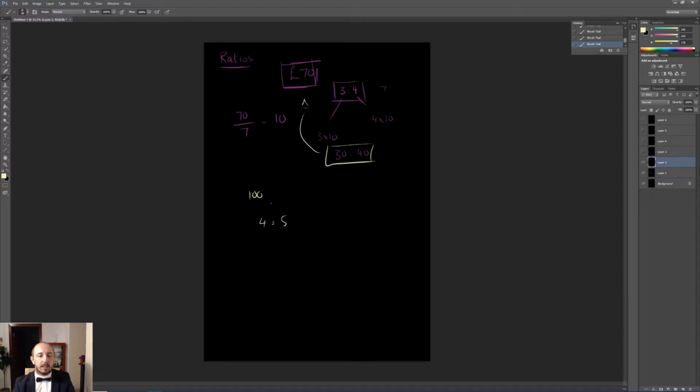So if this person has 100, how much does this person have here? So we have to determine how much we have to multiply 4 by to get 100. So that's times 25. So this person would have times 25 as well. So 5 lots of 25 is 125. So sometimes we have to scale up the ratios like so, or sometimes we have to divide an amount by a given ratio as well.